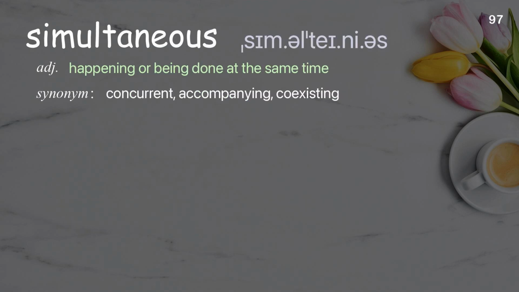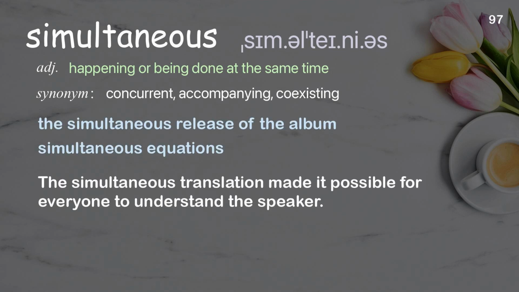Simultaneous. Happening or being done at the same time. Examples: The simultaneous release of the album. Simultaneous equations. The simultaneous translation made it possible for everyone to understand the speaker.